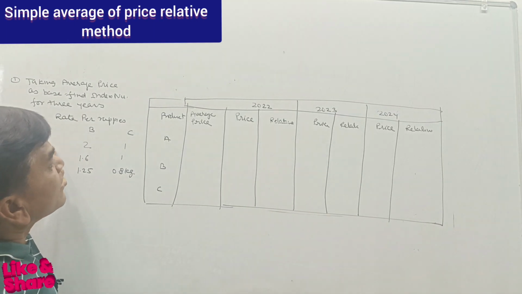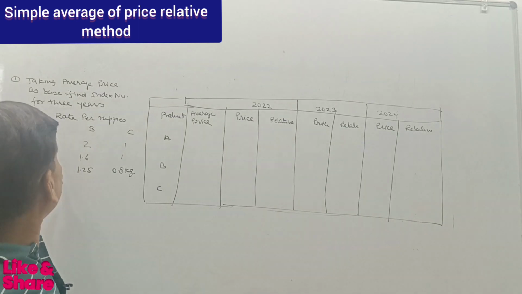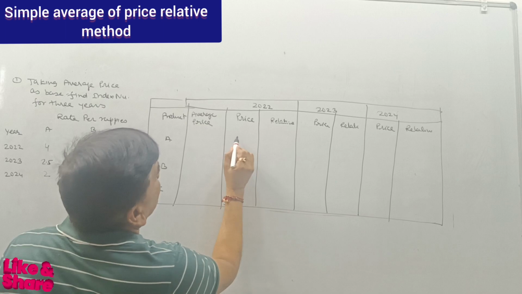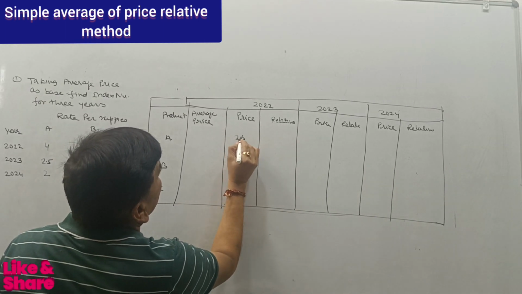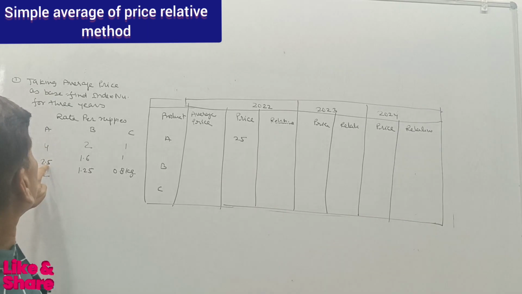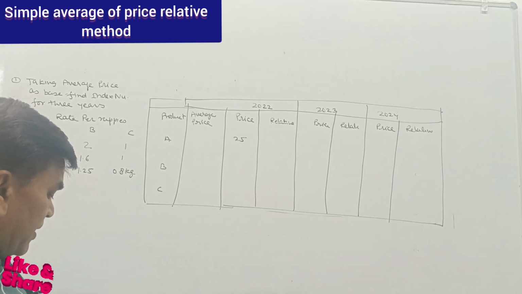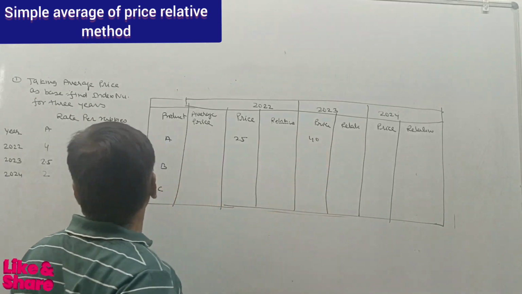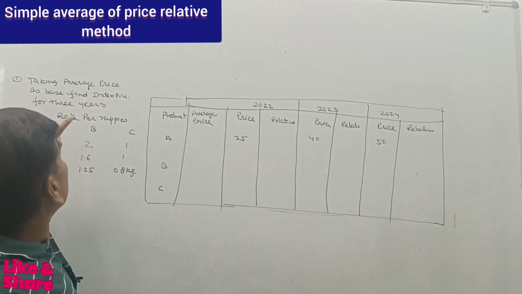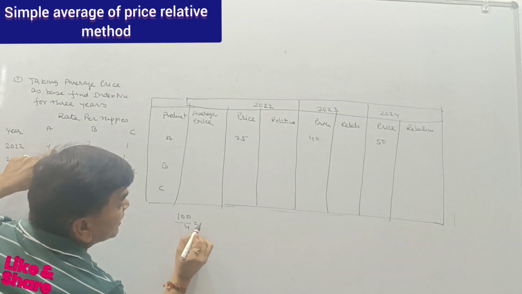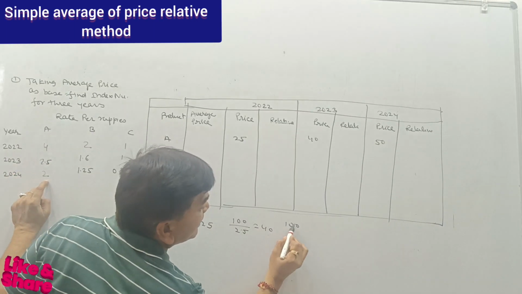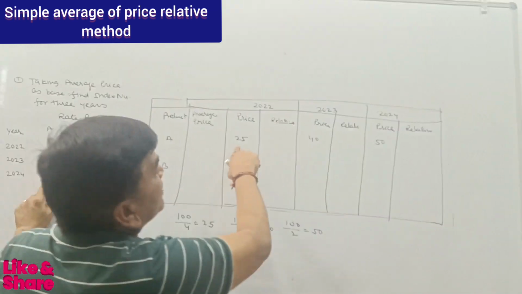So for 100 kg, in quintals, 100 divided by 4 is 25 rupees per quintal. So A product is 25 rupees per quintal. In 2023 A product is 2.5, so 100 divided by 2.5 is 40 rupees. Third is 50 rupees. So first learn how to calculate this: 100 divided by 4 is 25, 100 divided by 2.5 is 40, 100 divided by 2 is 50.